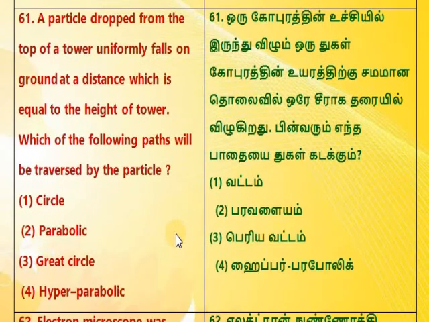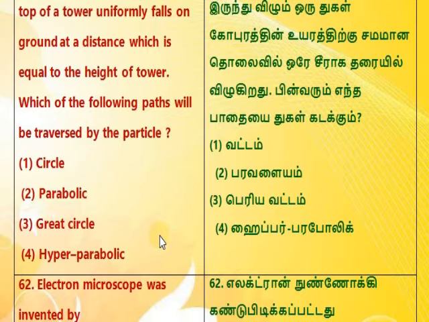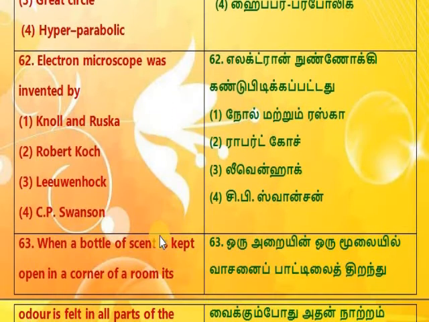61. A particle dropped from the top of a tower uniformly falls on ground at a distance which is equal to the height of tower. Which of the following paths will be traversed by the particle? 1. Circle, 2. Parabolic, 3. Great circle, 4. Hyperparabolic.